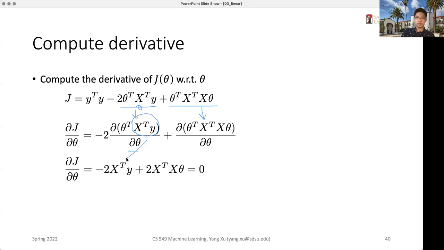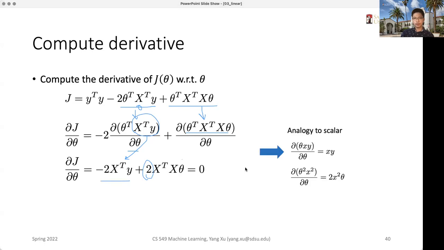These constants are reserved here, and there will be an additional constant 2 here because it's a quadratic term, and then we remove the exponent. And we set it to 0, because that's the condition for finding the minimal point of the cost function. It is an analogy. It is very similar to the scalar case.